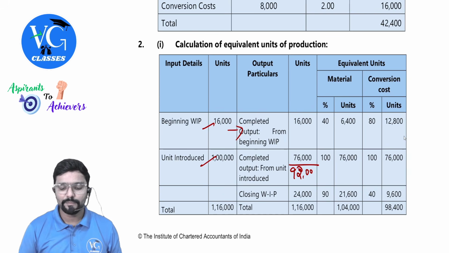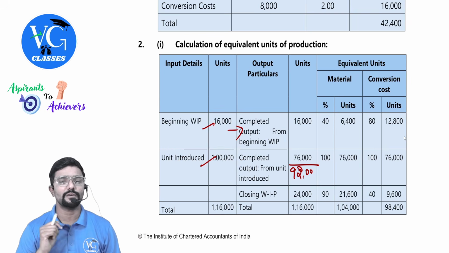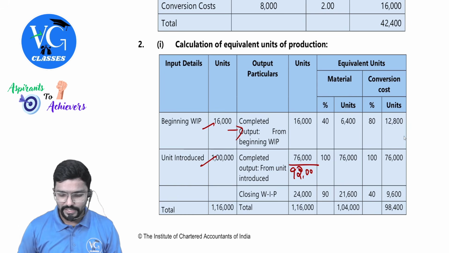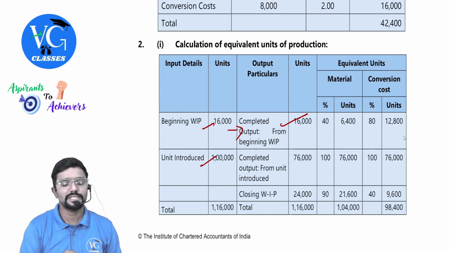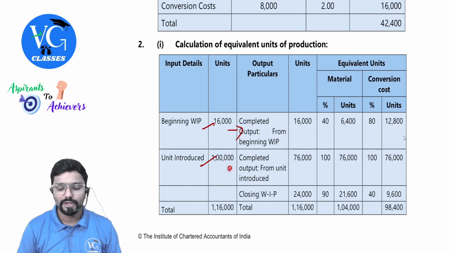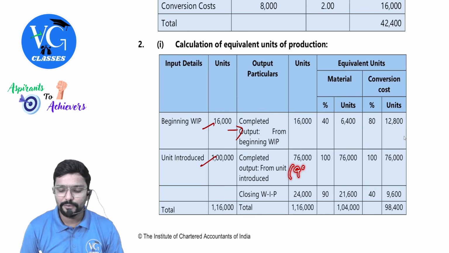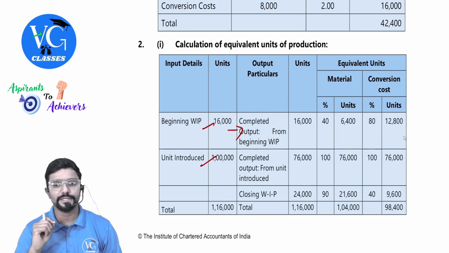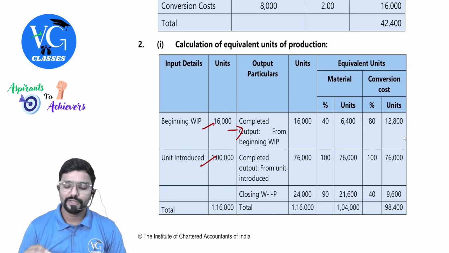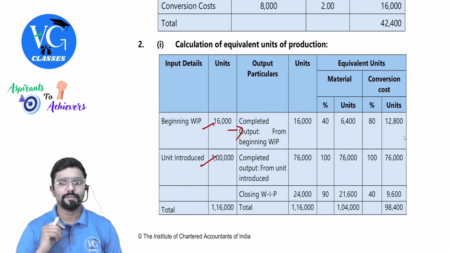Okay, sir. Then completed output from units introduced. Out of 1 lakh, how much have you produced and sent to the next process? 76,000. How did you get 76? 92,000 is the output, minus the output from opening WIP, 16,000. So the remaining is the output from current period introduction, 76,000. You can show 92 minus 16. With respect to that, 100% is the completion rate, guys.